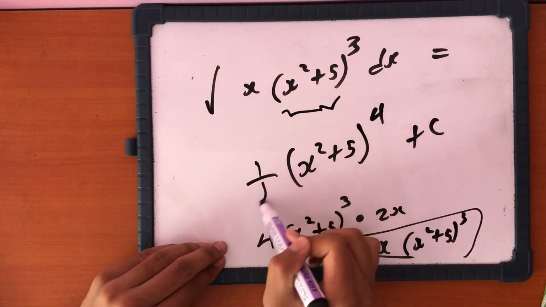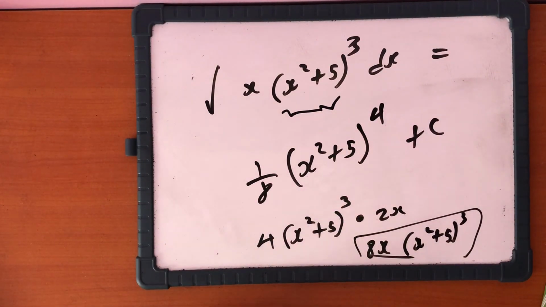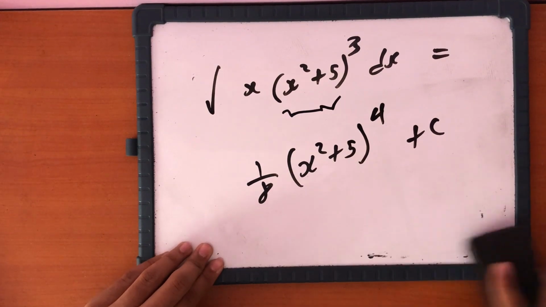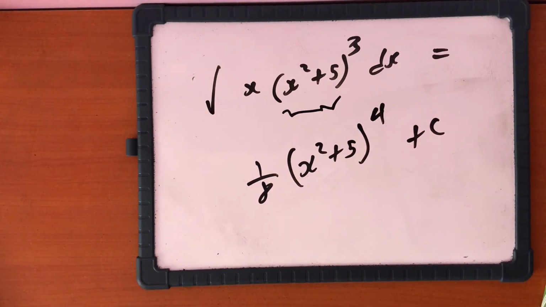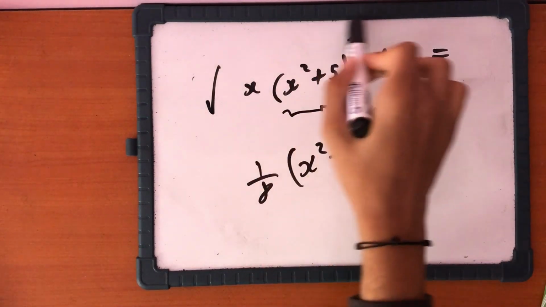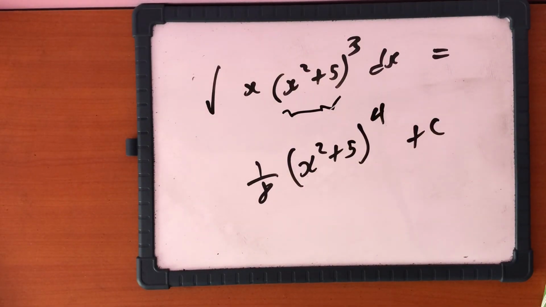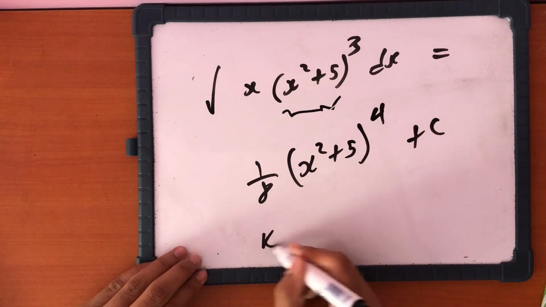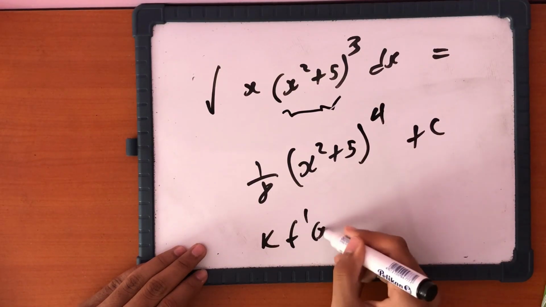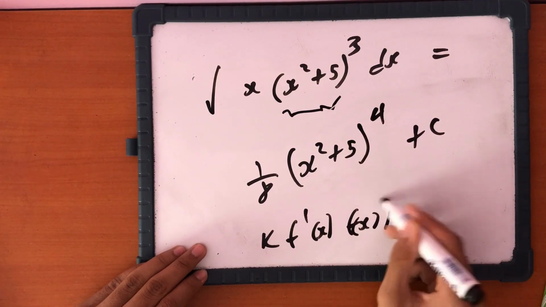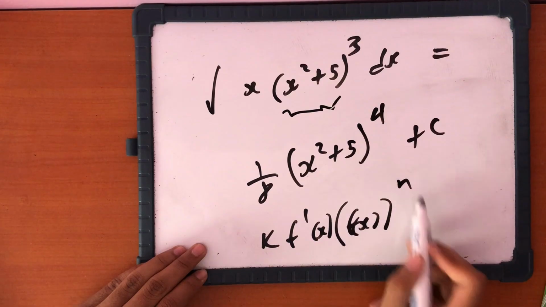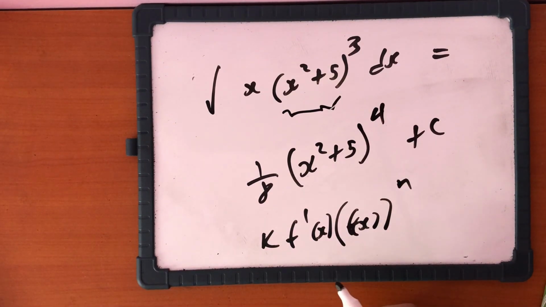So the answer should be this divided by 1 over 8. I mean, this times 1 over 8, or the whole thing divided by 8. And now when you differentiate this, you'll get exactly this. So that's the answer. Exactly. So, in general, when you have a function in the form like that, just add 1 to the power of this and adjust for a constant by differentiating and checking.